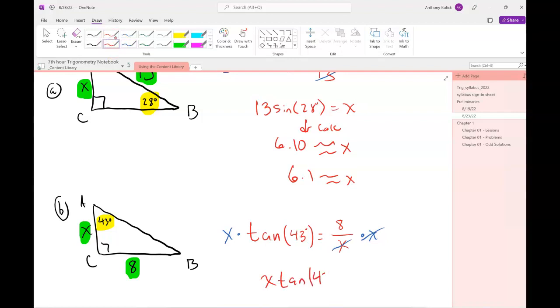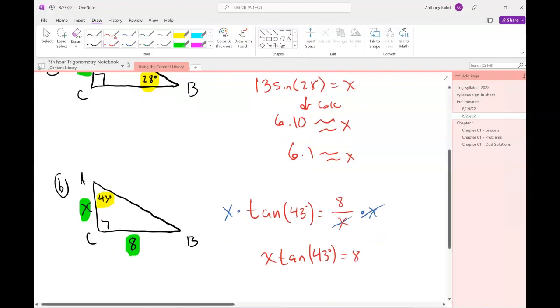Is that okay, everybody? So we got the x out of the denominator. What should we do next? Ryan, I think I cut you off. I think you're about ready to say what you wanted to do next. Great, so now we're going to divide both sides by tan 43. Remember, tan 43 is all just one number.